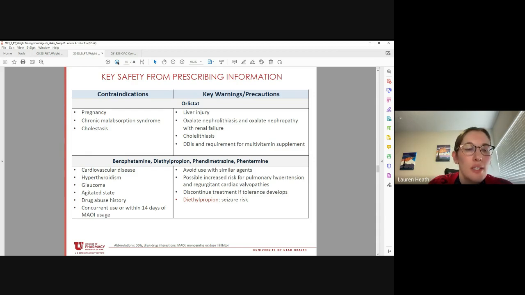The short-term use agents carry similar safety concerns. They are contraindicated in patients who may be sensitive to sympathomimetic effects and patients with a history of drug abuse and in combination with MAOIs. Key warnings are to avoid use in combination with similar agents, the possibly increased risk for pulmonary hypertension and regurgitant cardiac valvulopathies, and the advisement to discontinue treatment if tolerance develops. Diethylpropion is structurally related to bupropion and carries a warning for seizure risk.